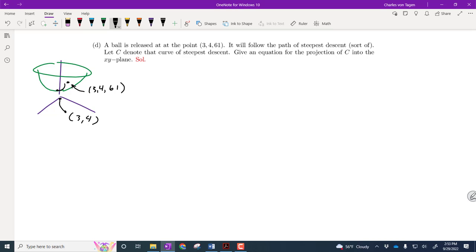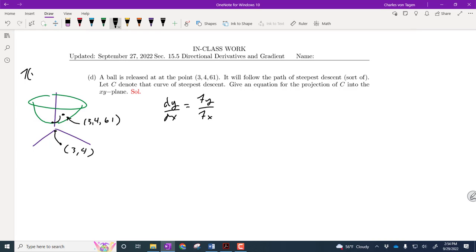If we want to find the curve of steepest descent, we need to solve a certain differential equation. What was that differential equation? dy/dx is equal to, it's on the previous page, f sub y over f sub x. In our case, sorry folks, I forgot to copy it. We've got f(x,y) equal to, I think it was 4 + x² + 3y². Is that correct? Yep, okay.